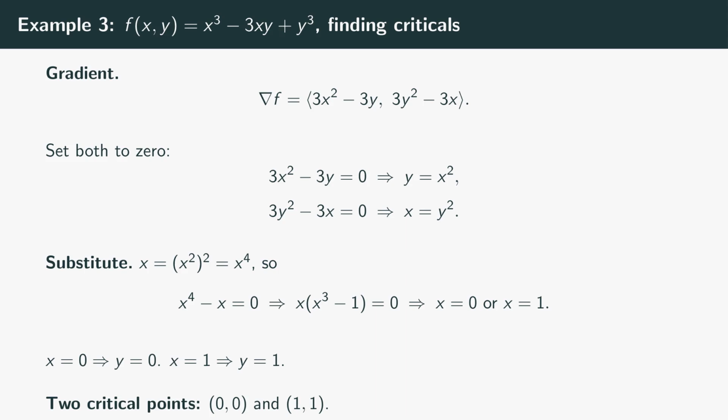Third worked example, a meatier one: f of x, y equals x cubed minus 3xy plus y cubed. The gradient is the vector with components 3x squared minus 3y and 3y squared minus 3x. Setting both components to 0 is a small system.